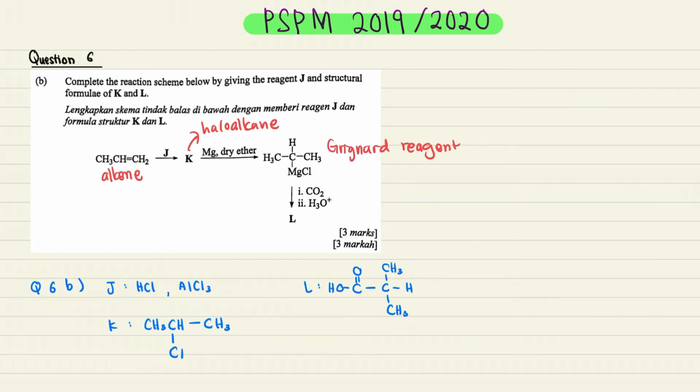Okay, and then K pula kita tahulah ini follow Markovnikov lah. Hydrogen will go to carbon yang banyak hydrogen. Okay, so over here hydrogen ada 2. So hydrogen akan masuk sini. Cl akan masuk sini. Okay, lagipun betul lah. Cuba kita tengok MgCl kita berada di position carbon yang tengah. Okay, so our Cl is here. This is our K. Right, and then next one. Reacted, this Grignard reagent reacted dengan carbon dioxide and followed by hydrolysis dapat L. Okay, so L kita adalah carboxylic acid.